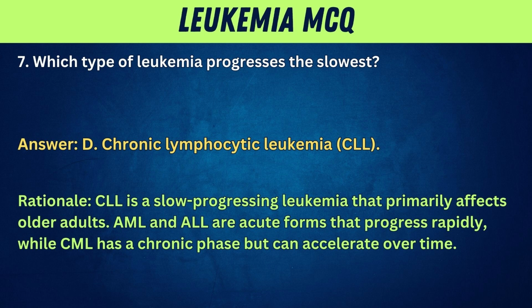Rationale: CLL is a slow-progressing leukemia that primarily affects older adults. AML and ALL are acute forms that progress rapidly, while CML has a chronic phase but can accelerate over time.